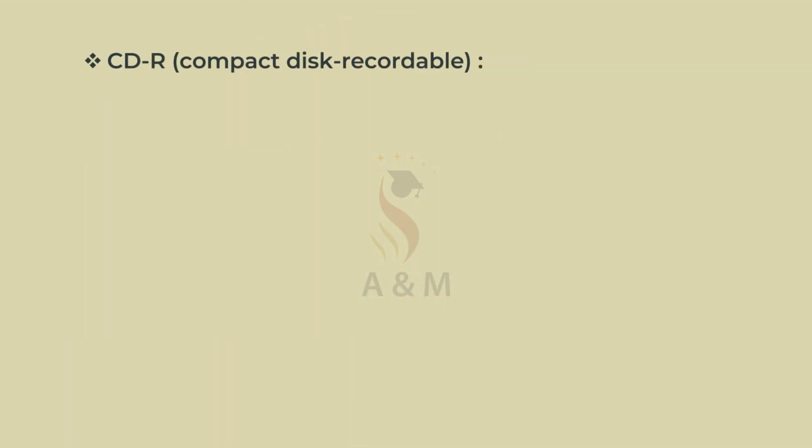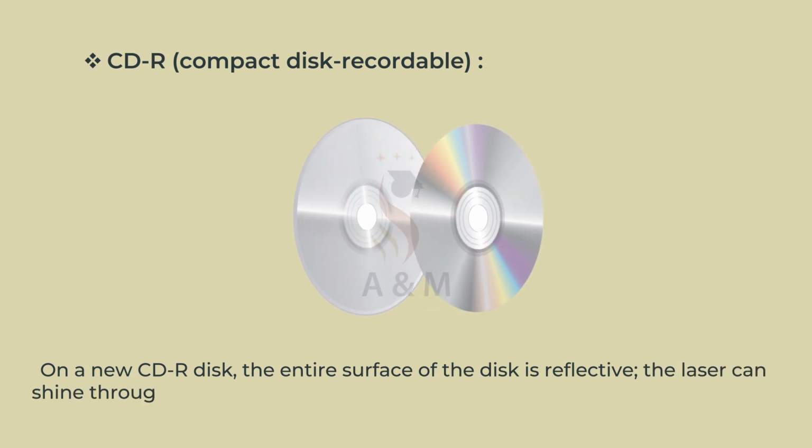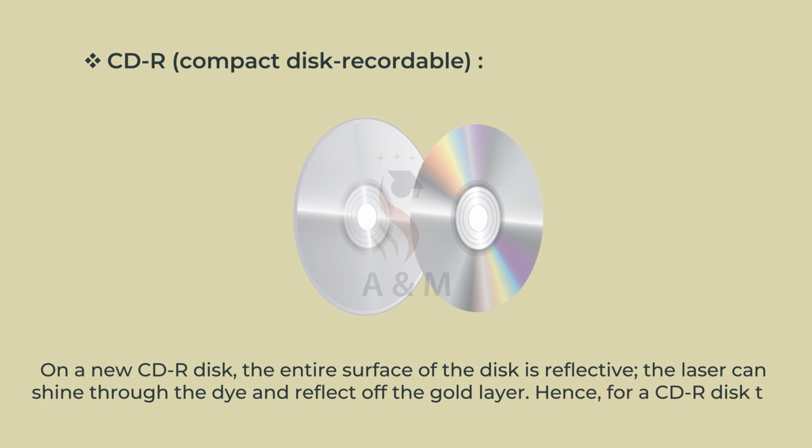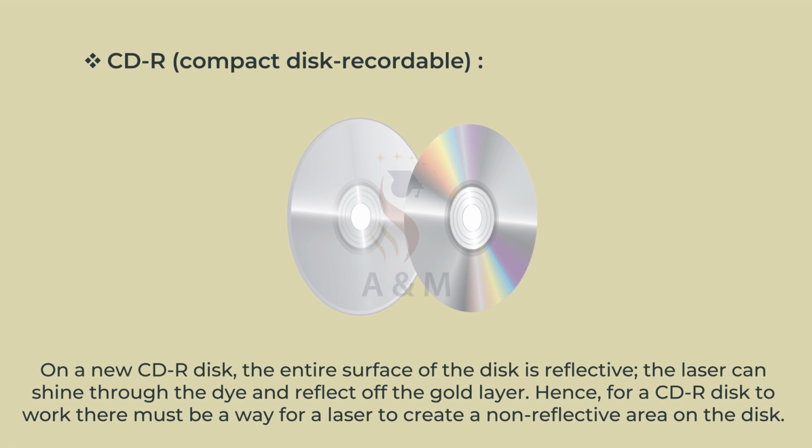Writing data to a CD-R, that is, compact disc recordable. On a new CD-R disc, the entire surface of the disc is reflective. The laser can shine through the dye and reflect off the gold layer. Hence, for a CD-R disc to work there must be a way for a laser to create a non-reflective area on the disk.